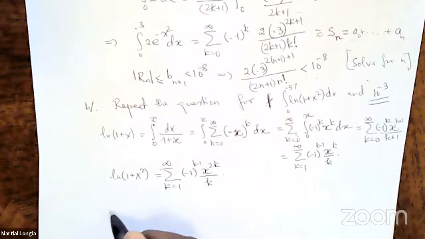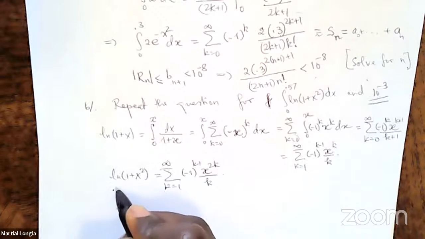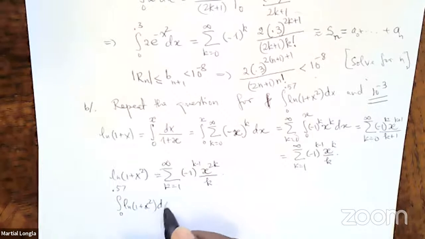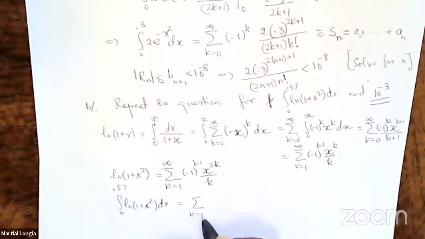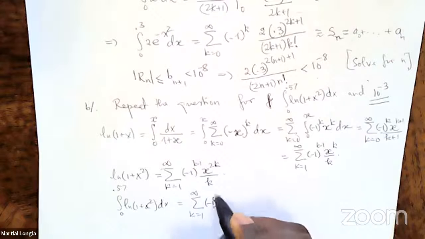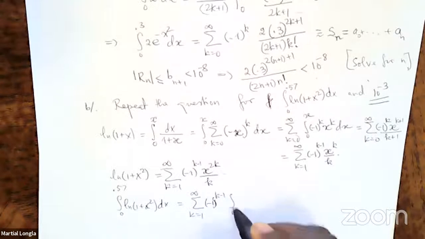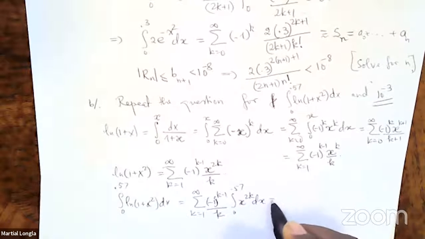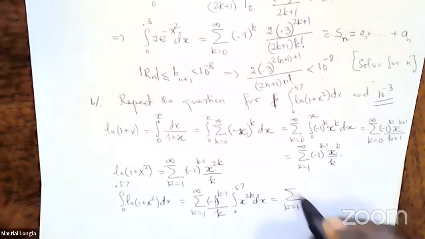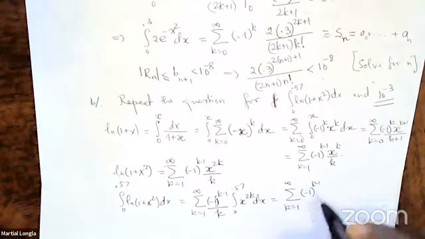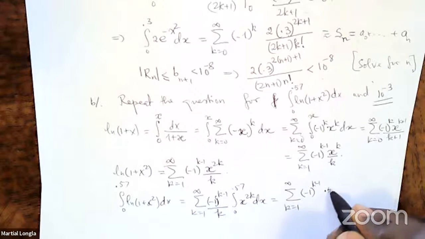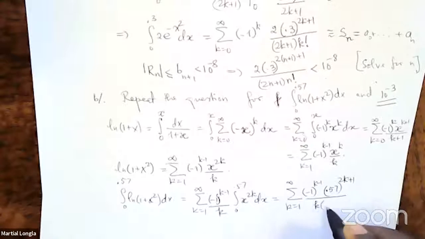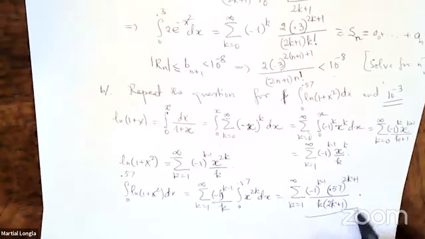And now, if you want the integral from 0 to 0.57 of ln of 1 plus x squared dx, then that's going to be the sum from 1 to infinity, negative 1 to the k minus 1, integral from 0 to 0.57 over k, x to the 2k dx, which is nothing but the sum k from 1 to infinity, negative 1 to the k minus 1, 0.57 to the power 2k plus 1 over k times 2k plus 1. That's it.